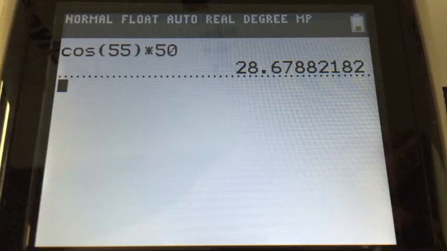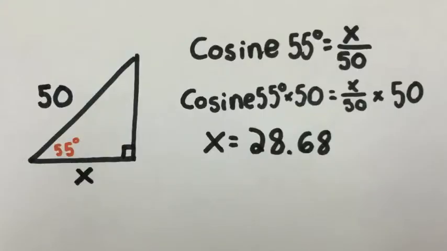Then we just plug it into our calculator and get 28.67. We round to two places and get x equals 28.68.